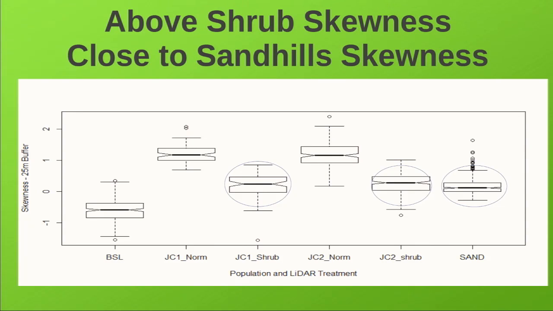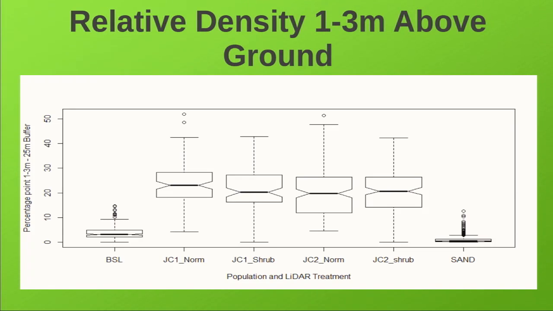Now, if you look at the skewness, the Boiling Spring Lakes is a little bit negative skew, but the above the shrub line, not quite, but it was very close, the Sand Hills skewness. Even though you've got taller trees, you've got a fairly close skewness to that. And the relative density above the shrub line actually didn't change that much. I was kind of surprised by that.